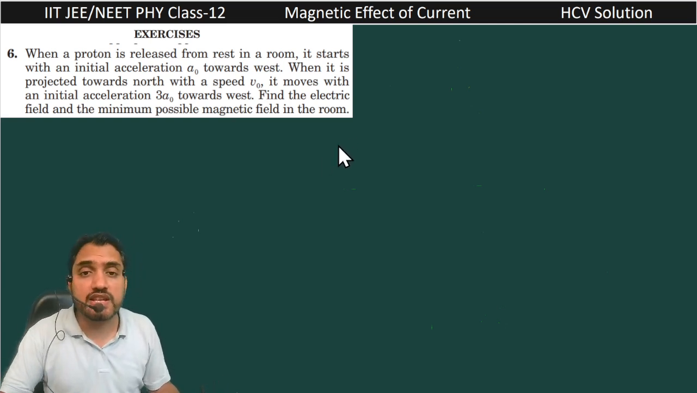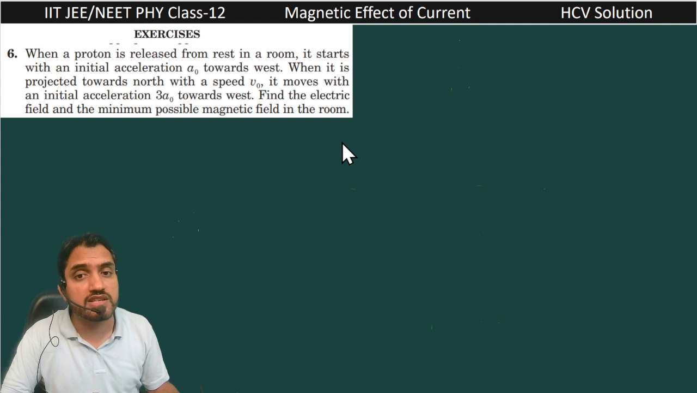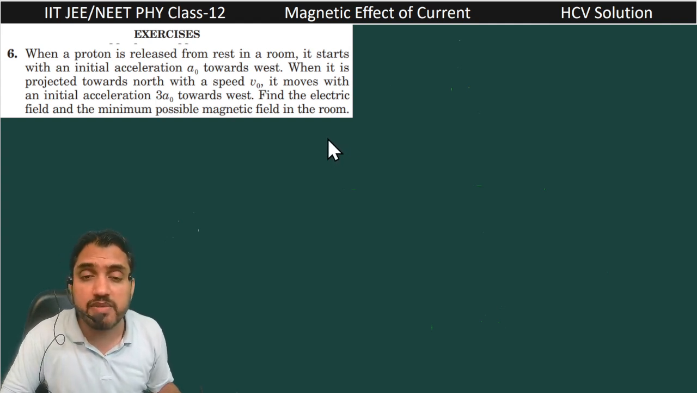When a proton is released from rest in a room, it starts with initial acceleration a naught towards the west. When it is projected towards the north with a speed v naught, it moves with the initial acceleration 3a naught towards the west. Find the electric field and the minimum possible magnetic field in the room.